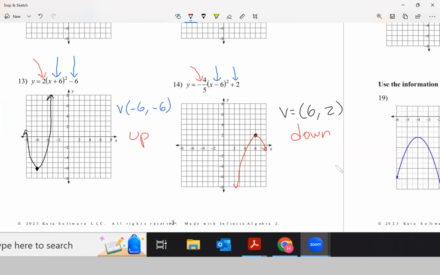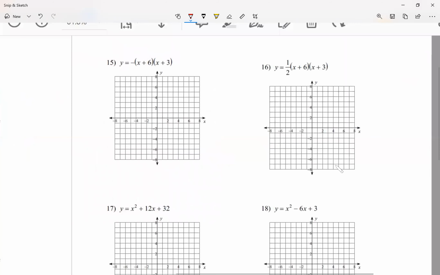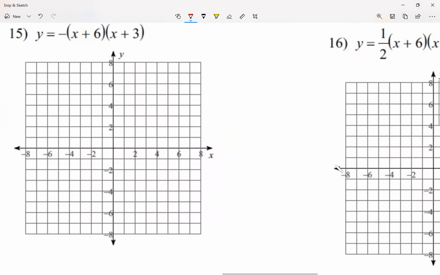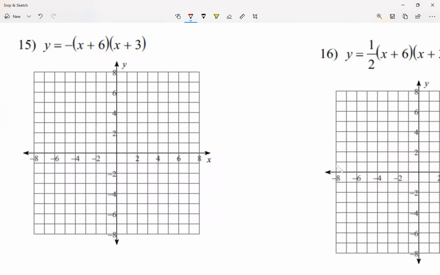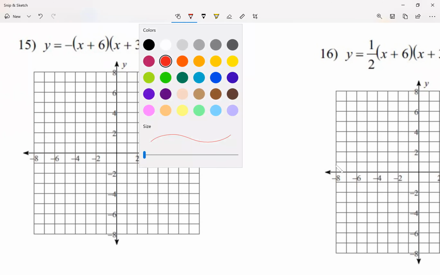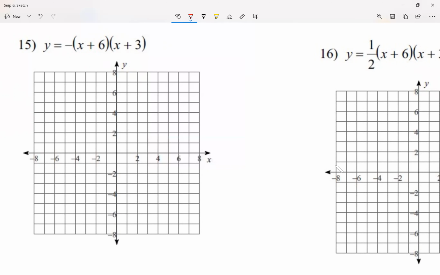But then on Tuesday, let me flip the page. Let's take a look at 15 and 16. I gave you the intercept form. Okay, so the intercept form, I look at my parentheses. So there's 2 parentheses here. And I'm going to think of the values of x that make each parenthesis 0.